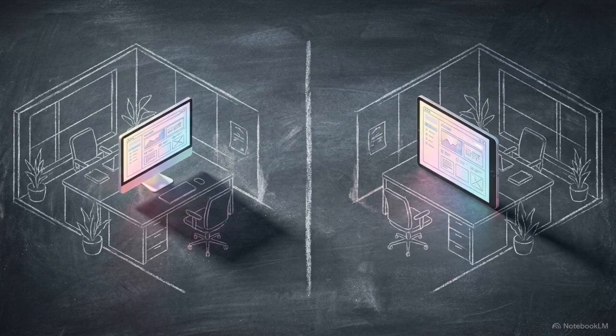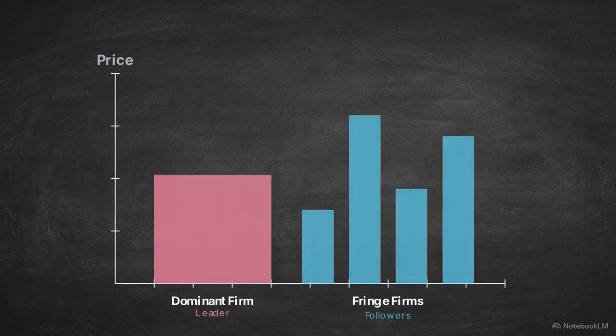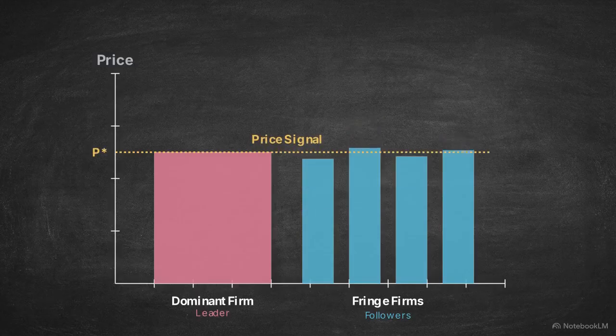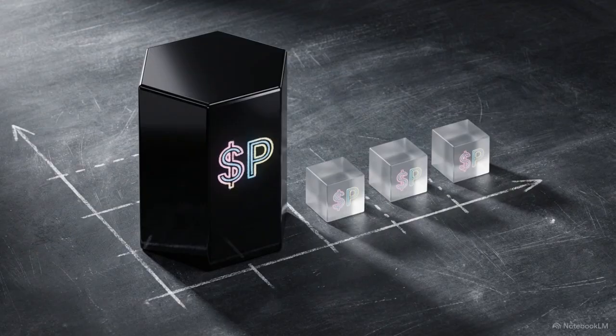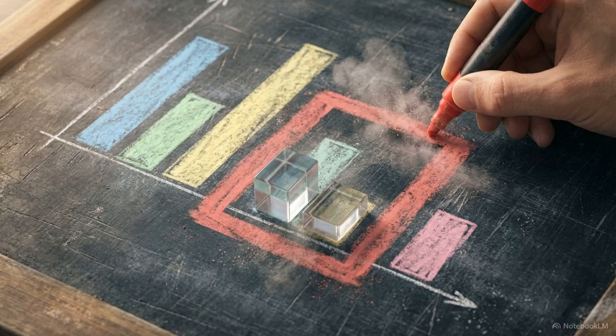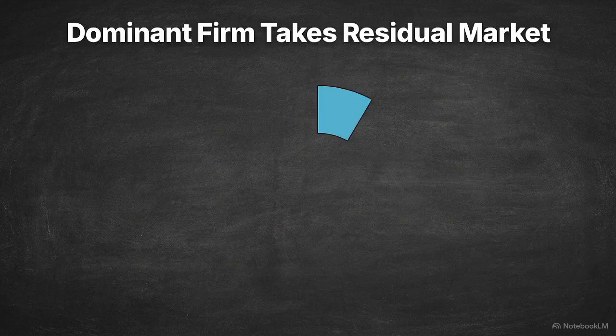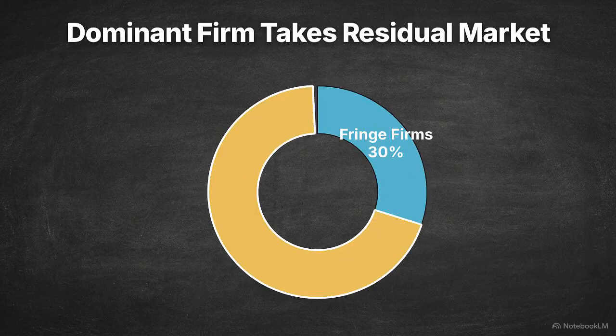Rather than forming an explicit illegal cartel, firms often adopt imperfect collusion. The dominant firm takes the lead in setting the price, and the others follow its signal. In this model, the dominant firm allows the fringe firms to sell as much as they want at the price it establishes. The leader maintains its position by treating the smaller competitors as a fixed variable, maximizing its own profit by controlling the remaining portion of the market.